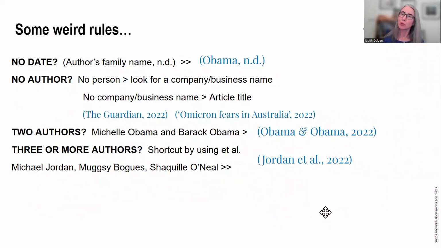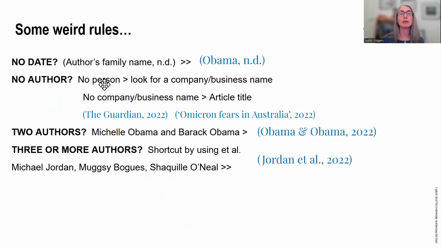Now, there are some weird rules with citations. If there is no date, we still use the author's family name and then write ND, meaning no date. Here's an example of a citation like that. If there is no author, meaning we can't find the name of an individual person, we would then look for a company or a business name. Here's an example. The Guardian is an online newspaper, so it's a business. And this is what the citation would look like.